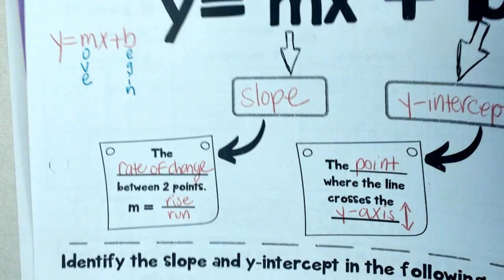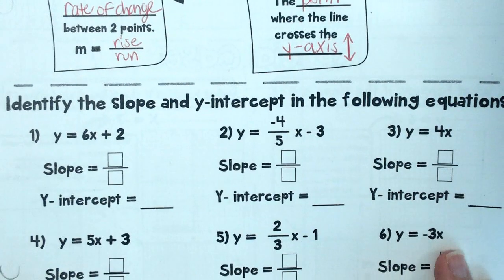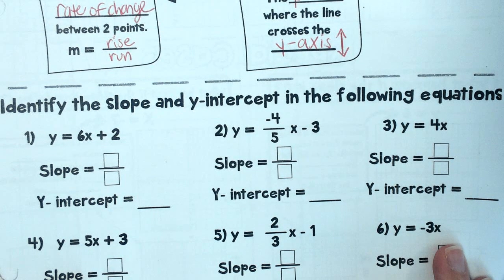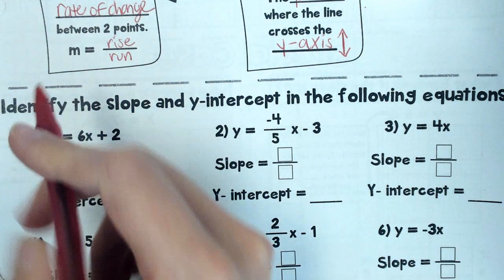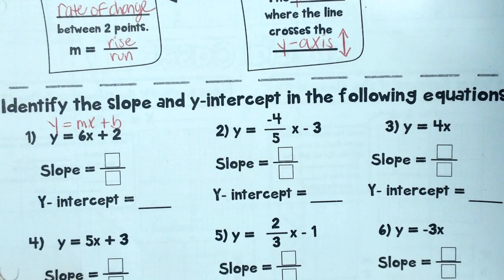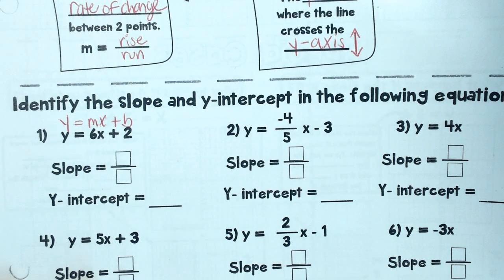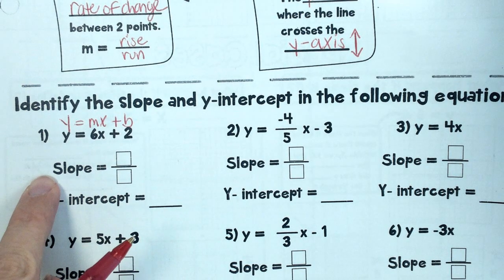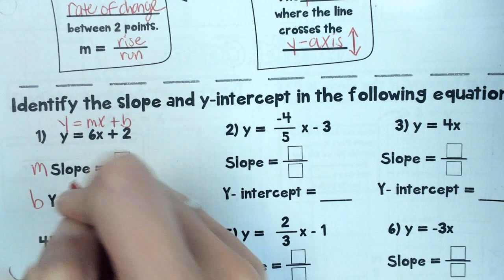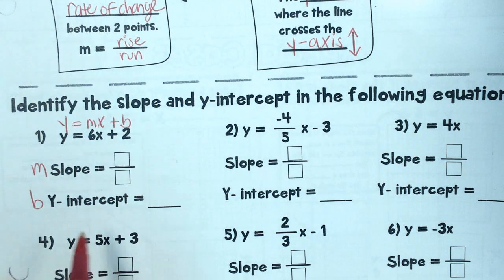Okay? So I promise you, this part is literally as easy as it seems. It says identify the slope and y-intercept in the following equations. Right above this, I want you to write y equals mx plus b. What letter did we use for slope? M. What letter did we use for y-intercept? B. Okay? Now, I always start with the y-intercept because that's our begin, the point where we begin. So I always talk about y-intercept first.